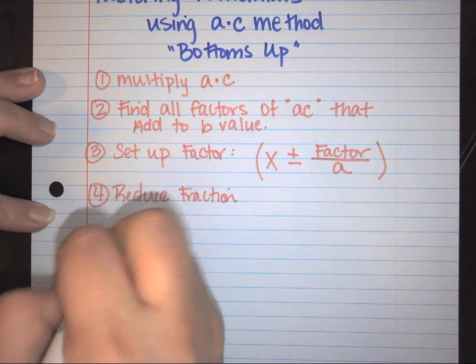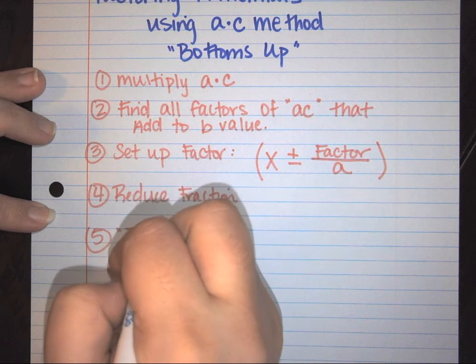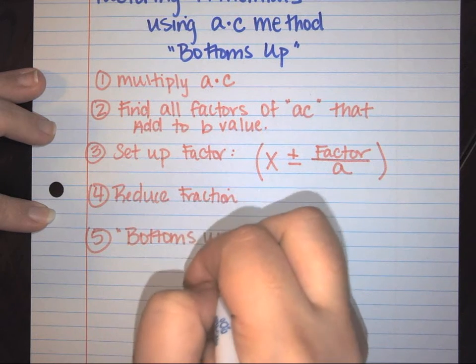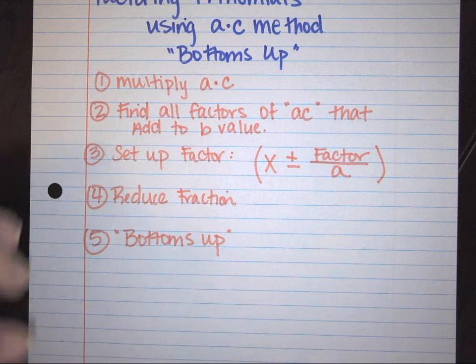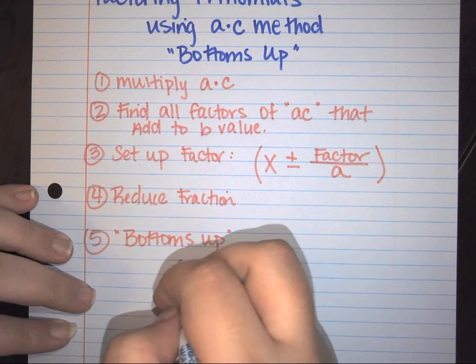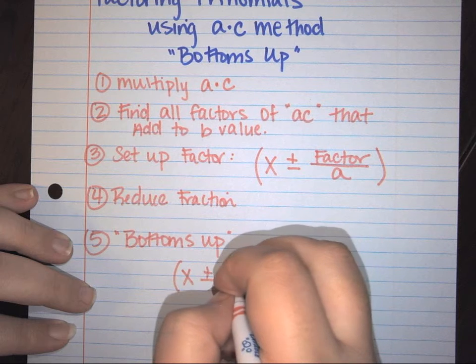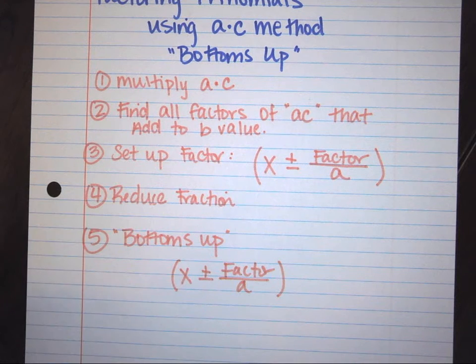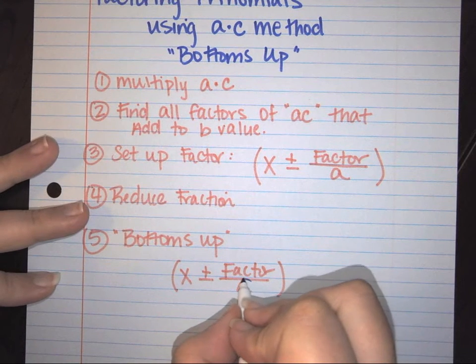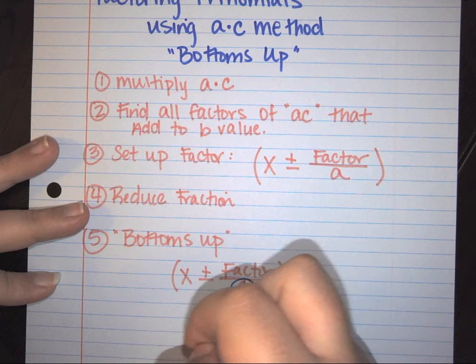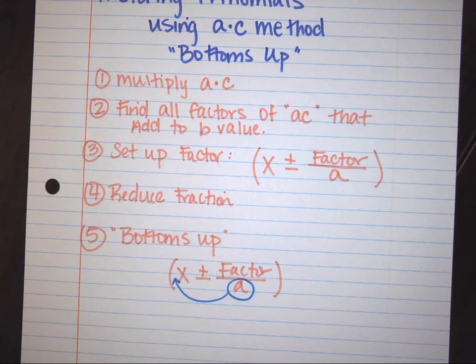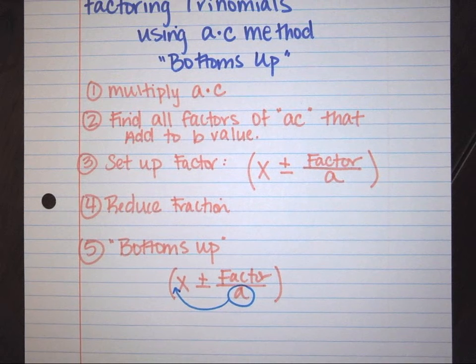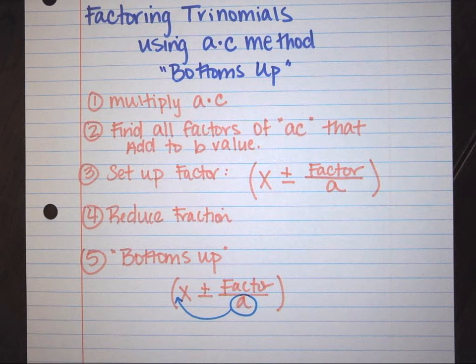And then your last step is what I like to call bottoms up. So bottoms up says I have my factor that's in the method x plus or minus, and I've reduced it to where it's factor over my a term. And bottoms up says I'm going to take this bottom value and shift it up to become the coefficient to my x term. And thus you've found your factors. Okay? So that is the bottoms up method that you need to follow.